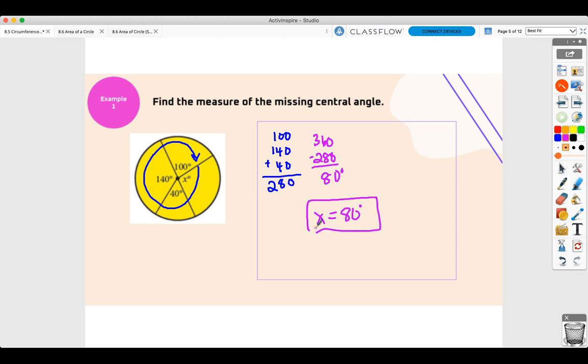You're more than welcome to create an equation too. What I mean by that is you can just add all of them up. x plus 100 plus 140 plus 40 is equal to 360. This is also acceptable if you're an equation person. It's kind of where I go to, but I feel like maybe more of you prefer just adding them all and subtracting.